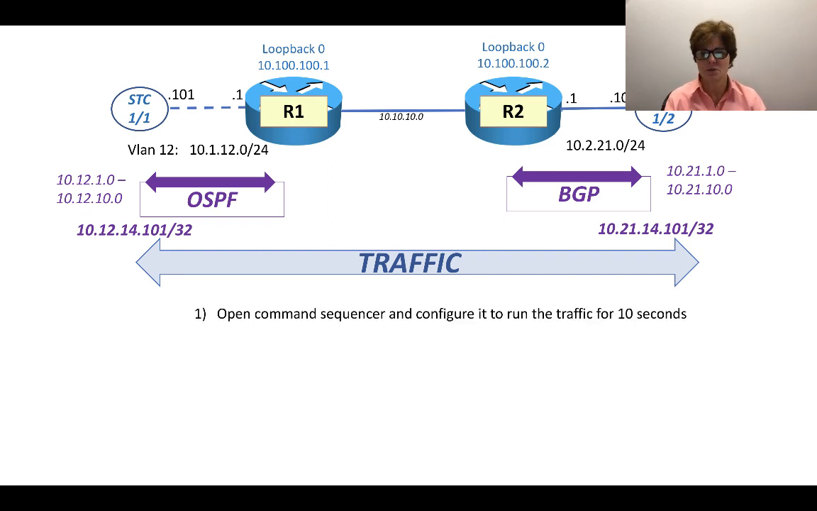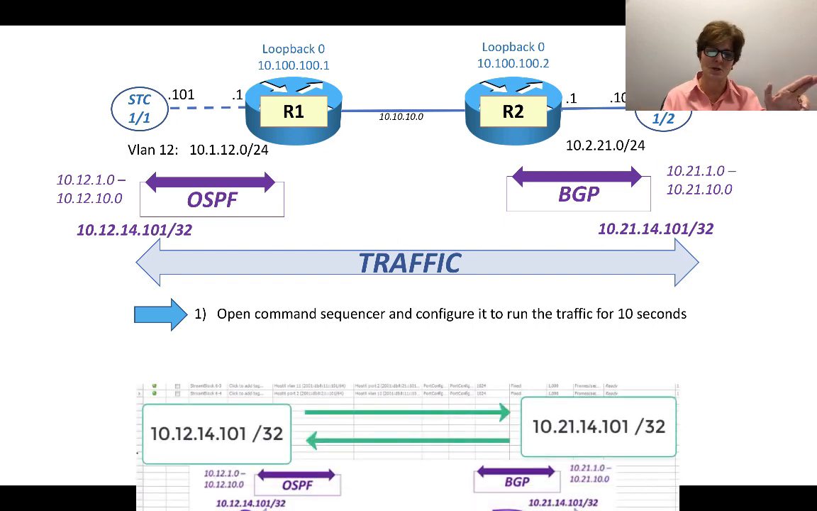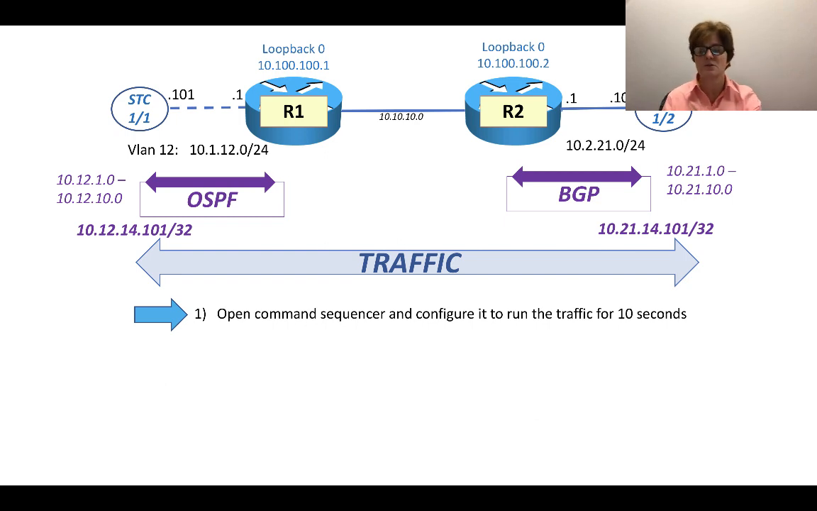The first thing I'm going to do is open the command sequencer and configure it to run traffic for just 10 seconds. That traffic is between the /32 that the OSPF is advertising and the /32 that the BGP is advertising that we already have. Instead of what I typically do 99% of the time, which is run live views as opposed to start the traffic, stop the traffic, and use the command sequencer, there are certain reasons why you would use the command sequencer. So I'm going to configure it to run the traffic for 10 seconds, and then we're going to do the next step of the churn.